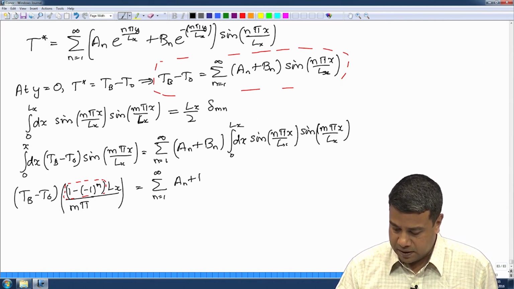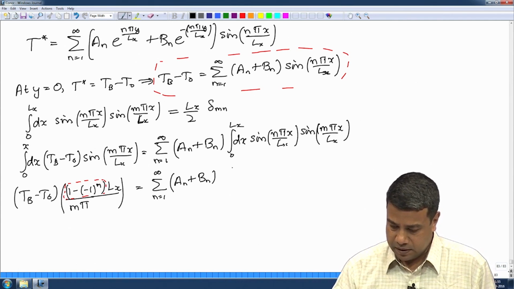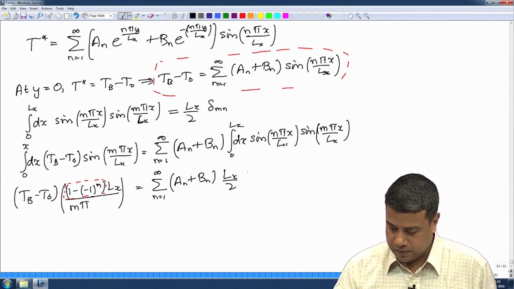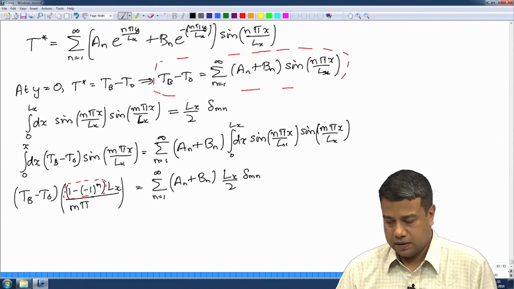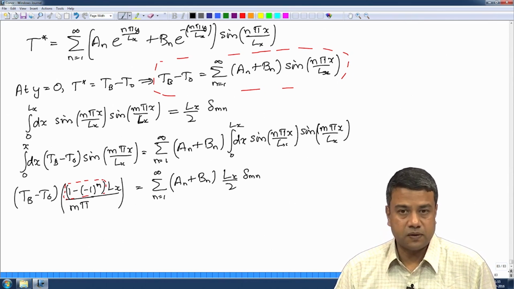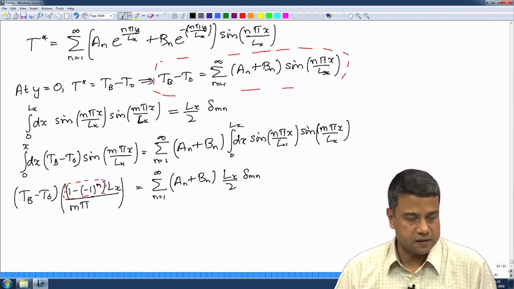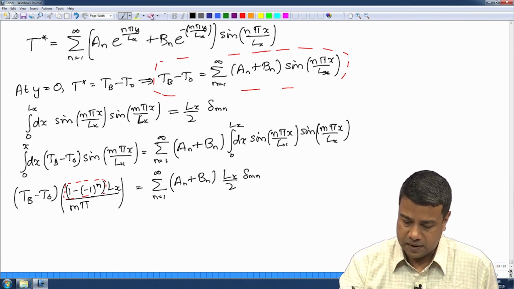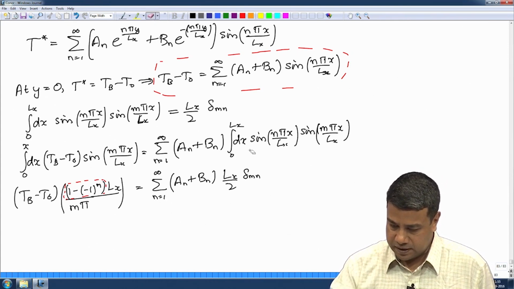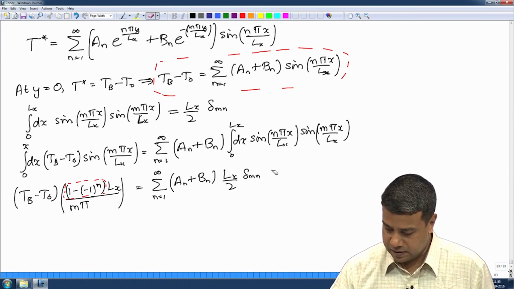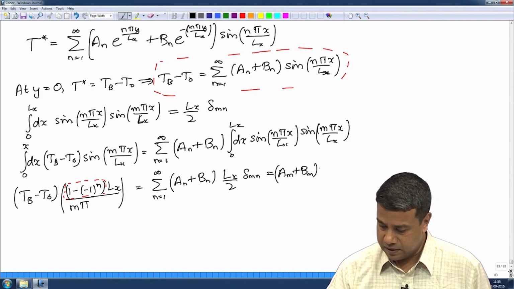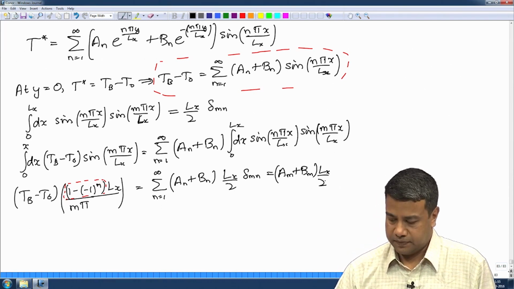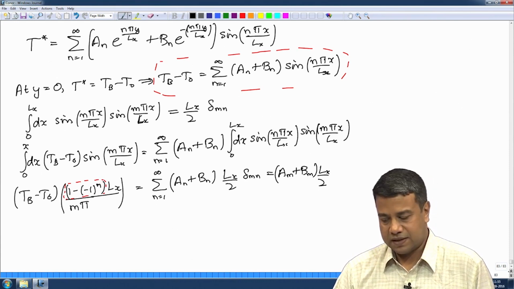a n plus b n into Lx by 2 delta m n. And this is of course non-zero only when n is equal to m. The right side is non-zero only when n is equal to m. Therefore, I can write this effectively as a m plus b m into Lx by 2. And this can now be solved.